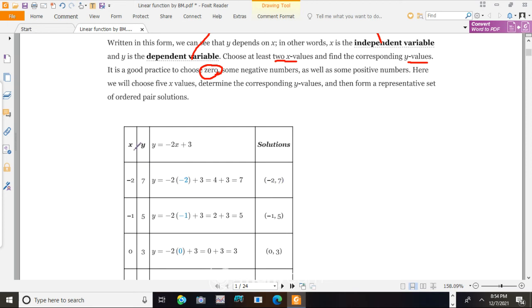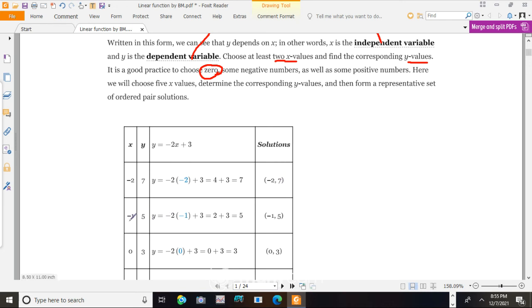Now if you substitute x equal to minus 2 here, what do you get? y is equal to 7, because y is equal to minus 2 times minus 2 plus 3. Minus 2 times minus 2 is 4, plus 3 is equal to 7. So the solution is minus 2 and 7.